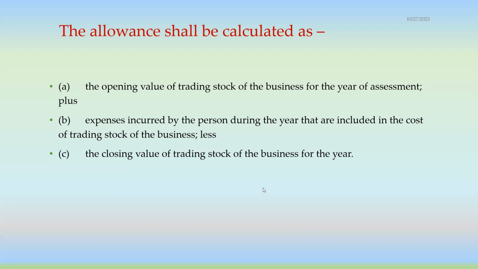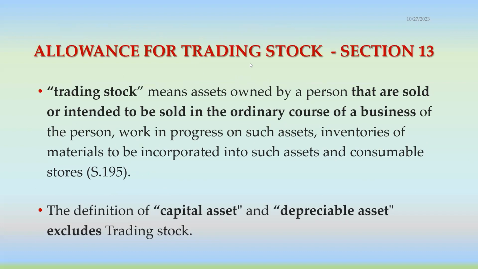Cost of goods sold, madam. Yes, cost of sales. This is the cost of sales. So what is this allowance? Allowance for trading stock means allowance for cost of sales. Yes, Munavira, it is correct. Cost of sales. So what is the purpose of deducting cost of sales? Why do we grant this allowance for cost of sales?